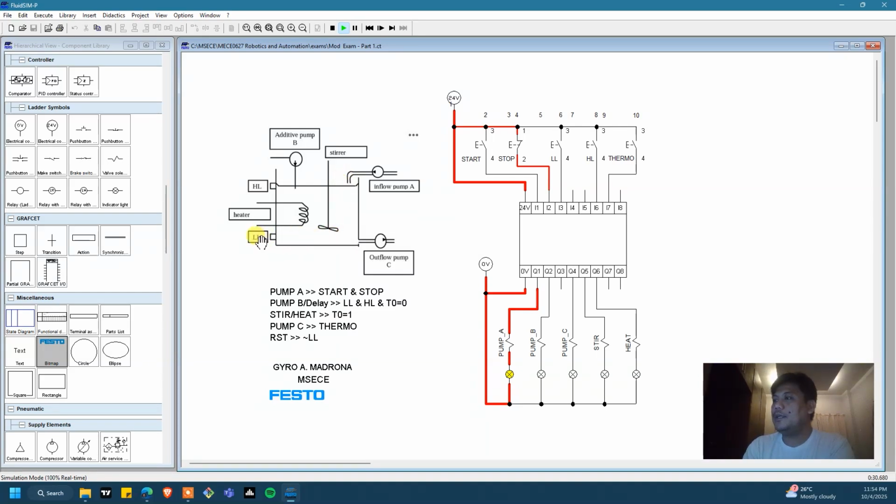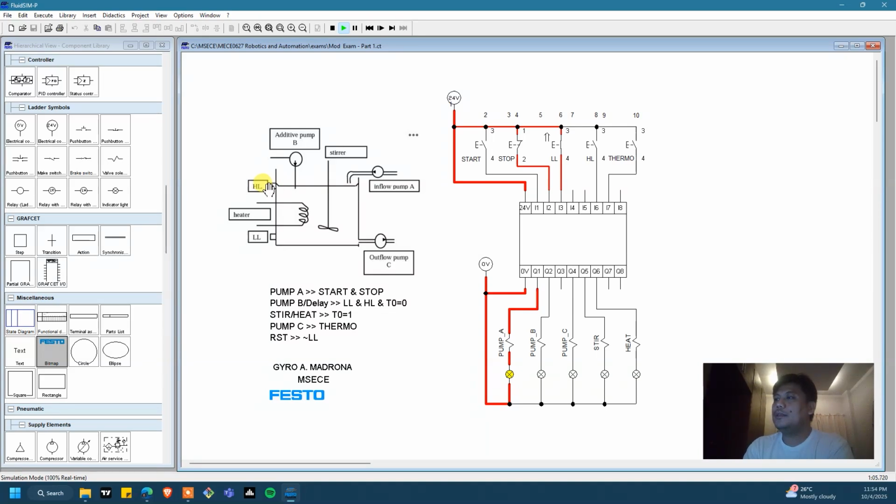So eventually, this first level switch will be activated, right? Since water will start to rise. So let's simulate that one. I have here the switch to simulate that level switch sensor. So let's try to activate this one. Okay, so I will hold. It's now activated. Water will start to rise, so eventually it will hit this high level switch.